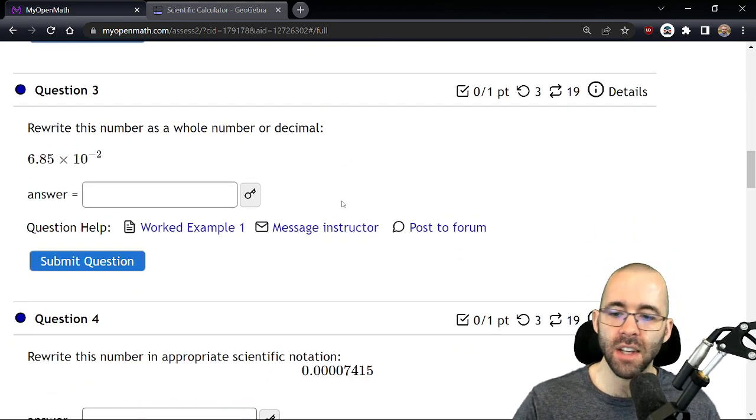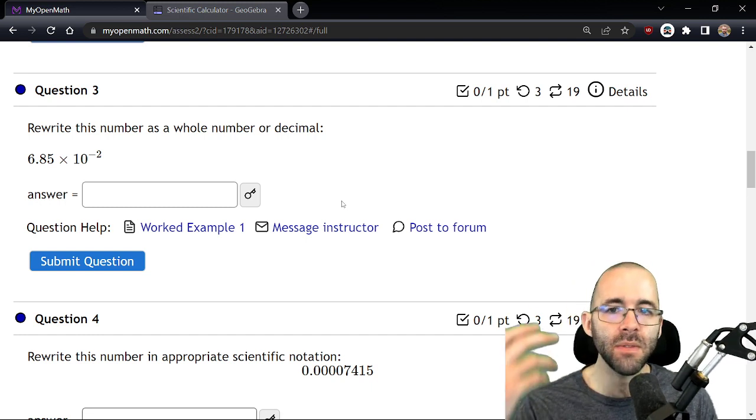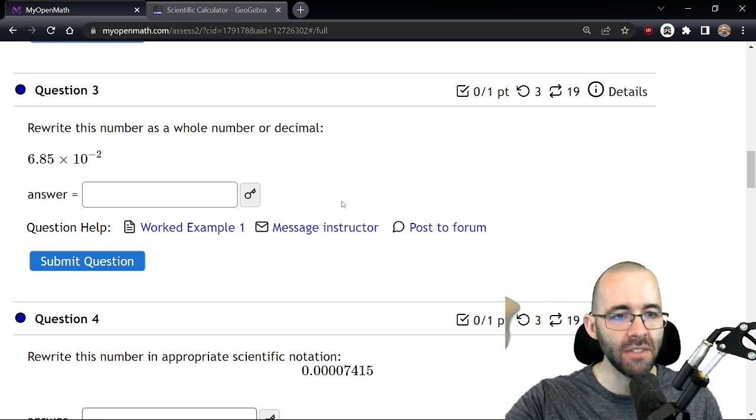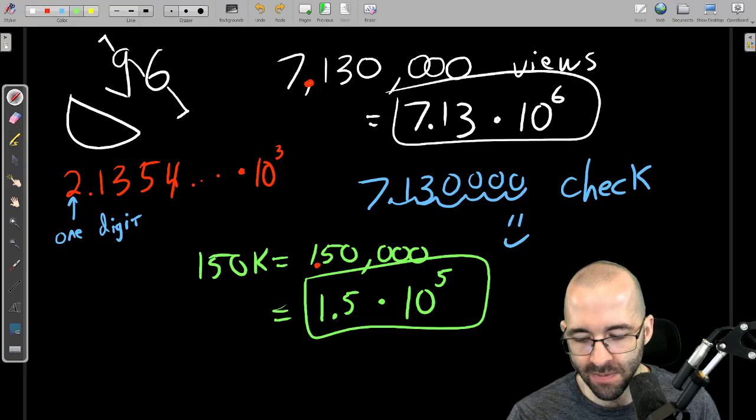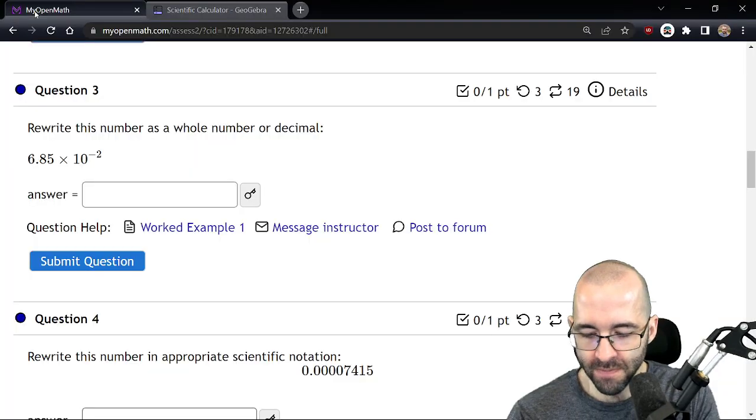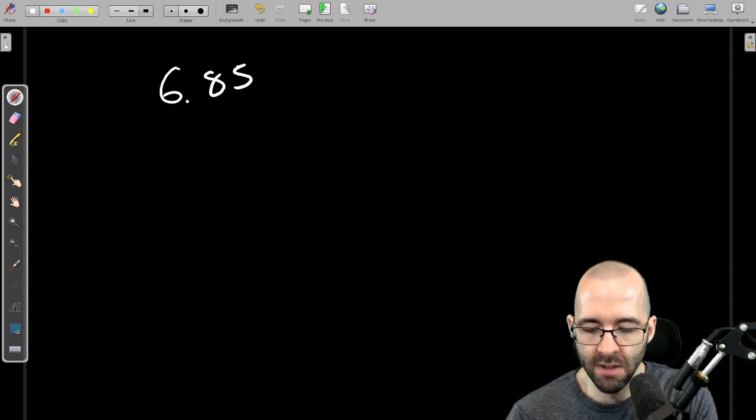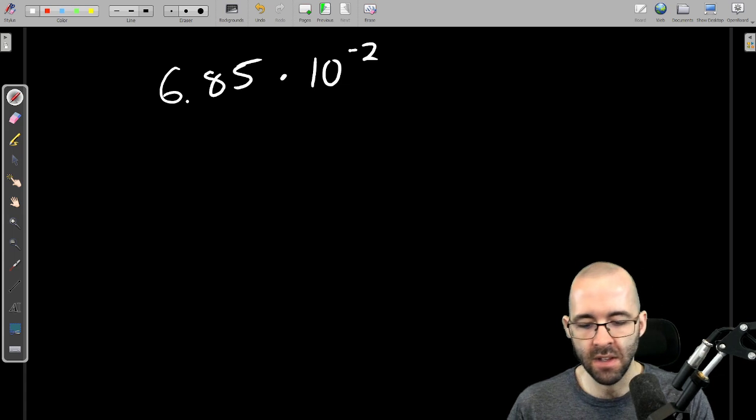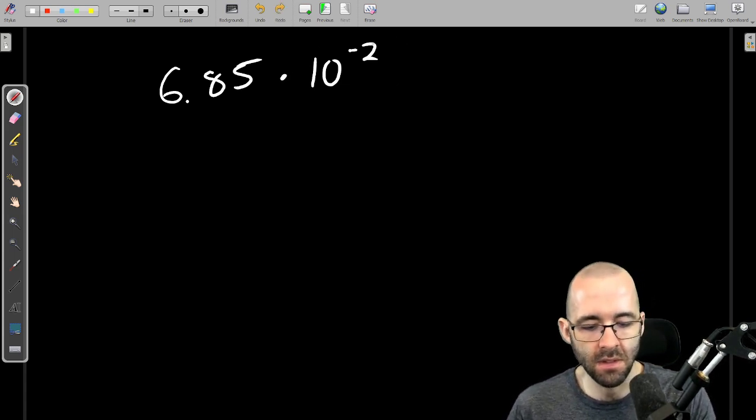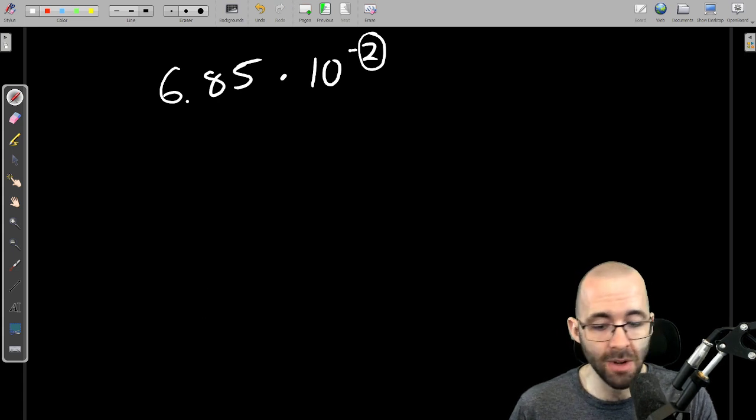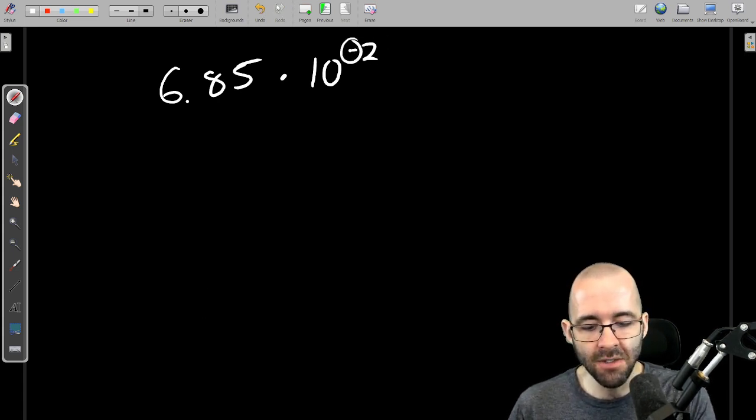What about negative exponents? Remember, if it's 10 to a negative exponent, that's like dividing by 10 a bunch of times. It's moving the decimal place the other way. So on question number 3, 6.85 times 10 to the negative 2. This is just 100. That's 2 zeros. Since it's negative, we move the decimal place the opposite way. 1, 2.